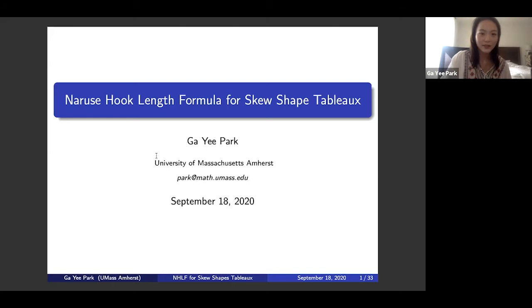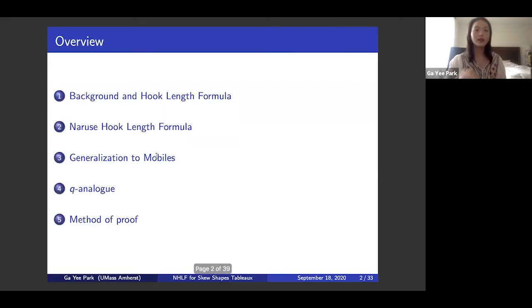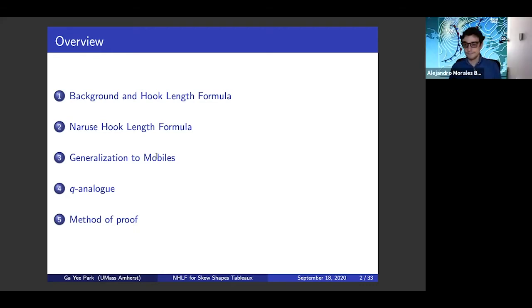I'll be talking about the Naruse hook-length formula, and this is the overview of the talk. First, we'll go through some background information and talk about the hook-length formula for the straight shape tableaux. Then I will introduce the Naruse hook-length formula that came out pretty recently and talk about its generalization to mobiles, which I will define in the talk. And if time permits, I'll also talk about the q-analogue and the brief method of proof of the theorems.